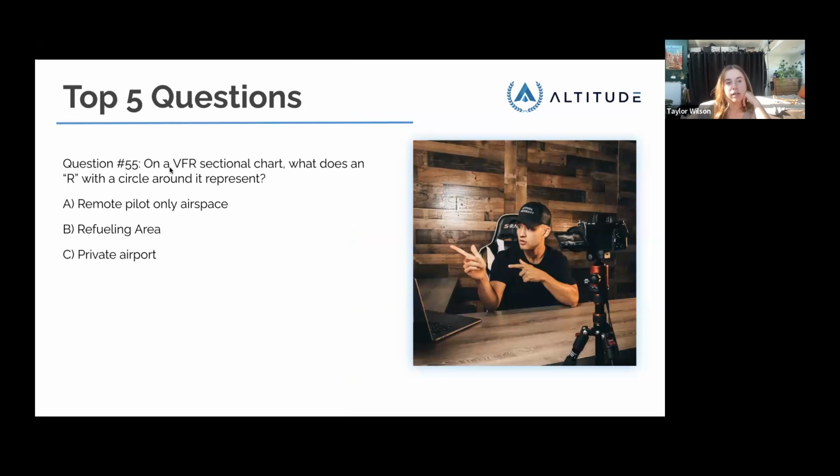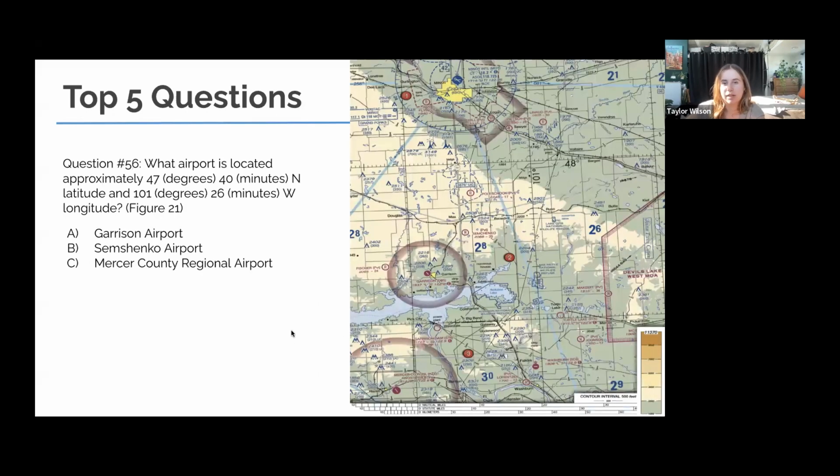Okay, on a VFR sectional chart, what does an R with a circle around it represent? I know in the next slide, I believe, on the sectional chart, there is an example, so I'll show you guys what that looks like. Awesome. Thank you for the answers. Great job. Yeah, so on a VFR sectional chart, an R with a circle around it does represent a private airport. So what that would look like is this one down here says Johnson. You can even see in the parentheses above it, it says PVT, which means it's a private airport.